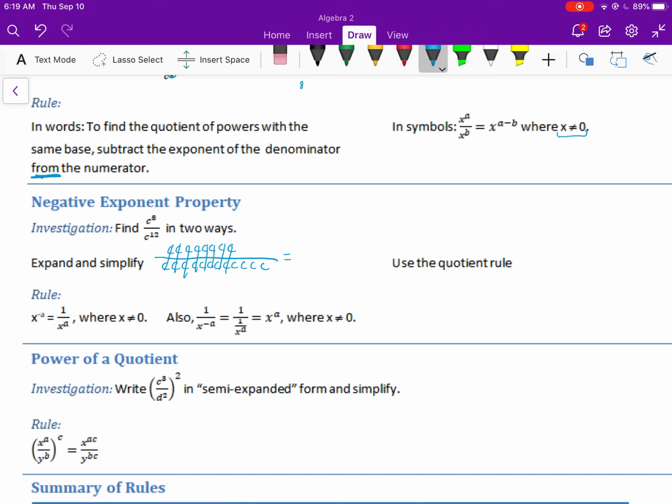So what's left in the numerator? A 1 is left in the numerator. So this is 1 over c times c times c times c, which is c to the fourth. So there's our answer, 1 over c to the fourth.